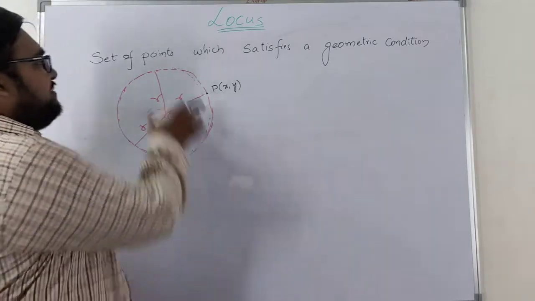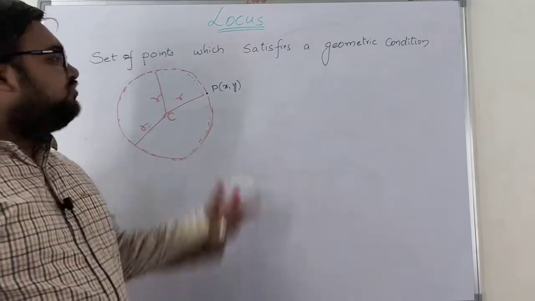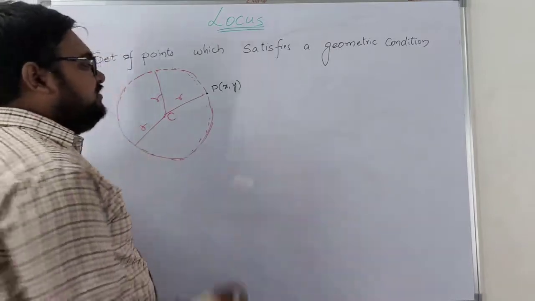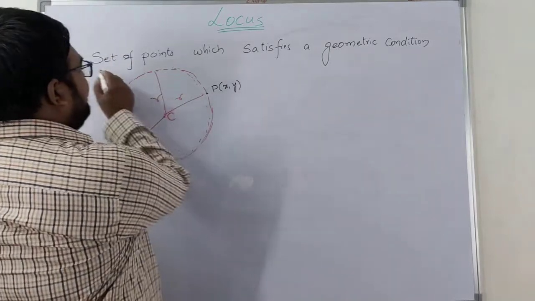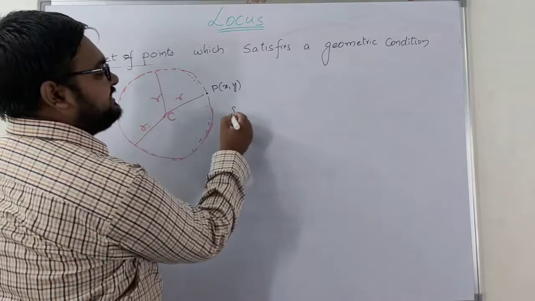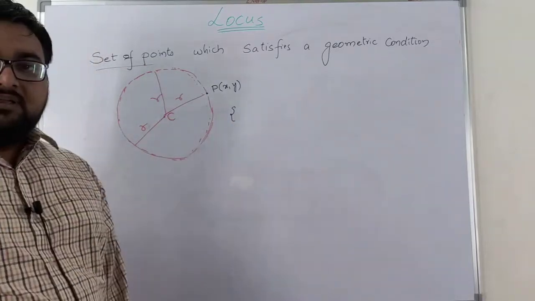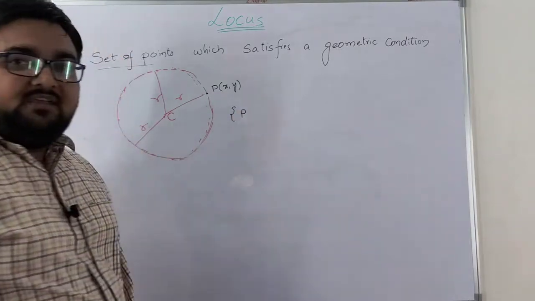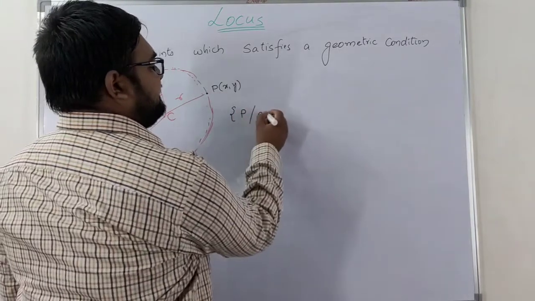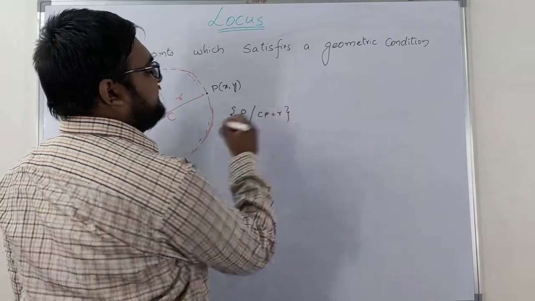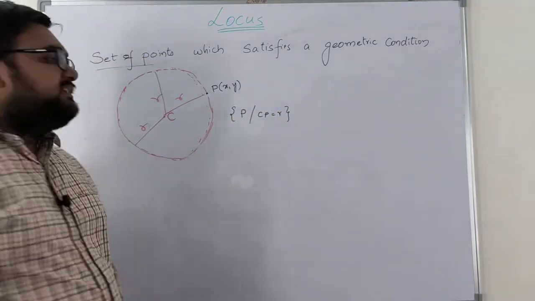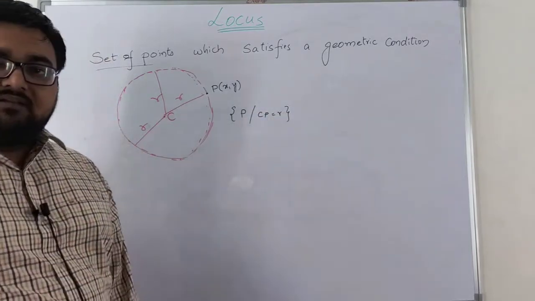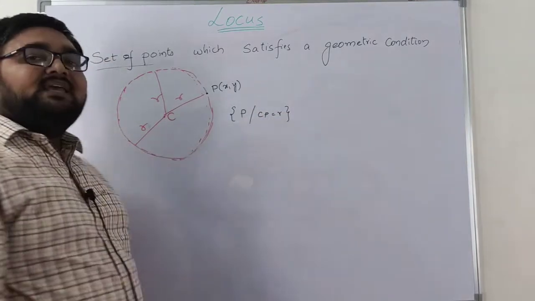Here if you observe, we are saying set of points, no? So how to represent this particular condition? Since we are talking about a set, a set is represented in set builder form. So this particular thing I will represent as P such that CP is equal to some radius r. So P is nothing but a point such that CP is equal to r. So this is one example.